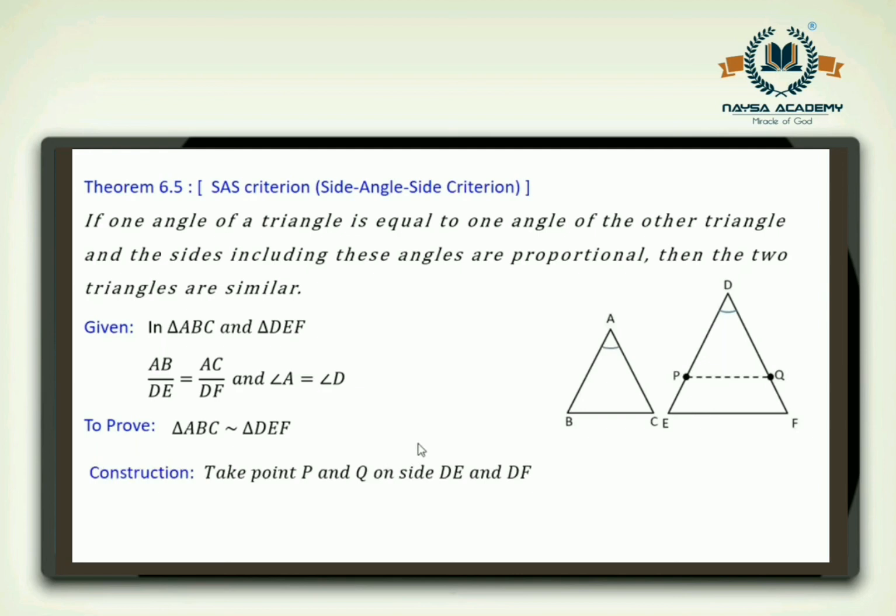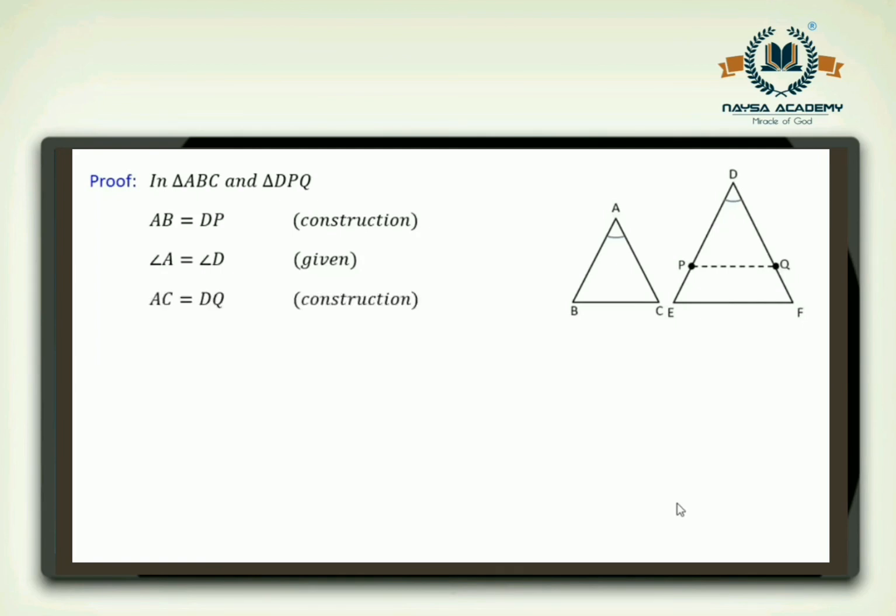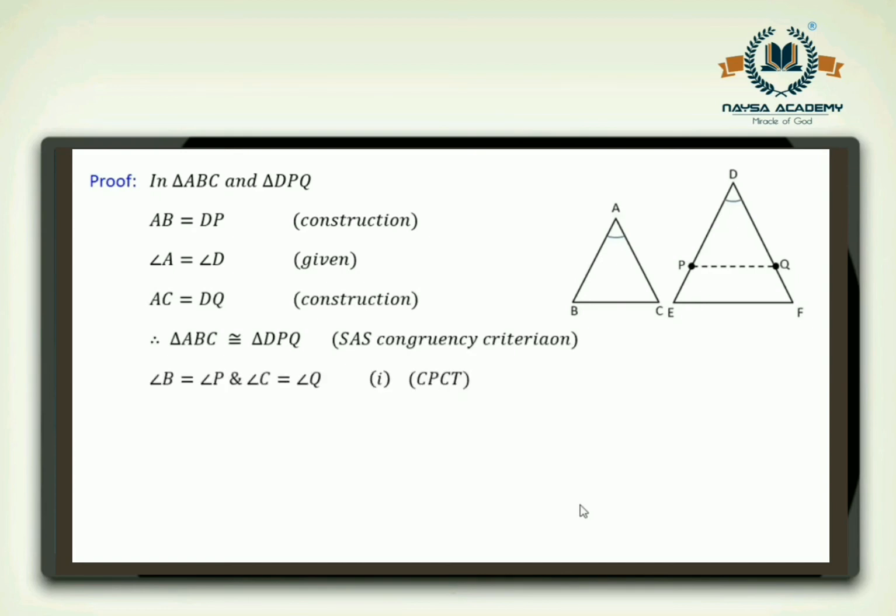Here we will take two points P and Q on side DE and side DF respectively. As we did in the previous two theorems, in the same way we are doing the construction here also. We take two points P and Q such that DP is equal to AB and DQ is equal to AC respectively, and we join PQ. Now in triangle ABC and triangle DPQ, you have AB equal to DP, angle A equal to angle D, and AC equal to DQ. So you can say that triangle ABC and triangle DPQ are congruent triangles by SAS congruency criteria.